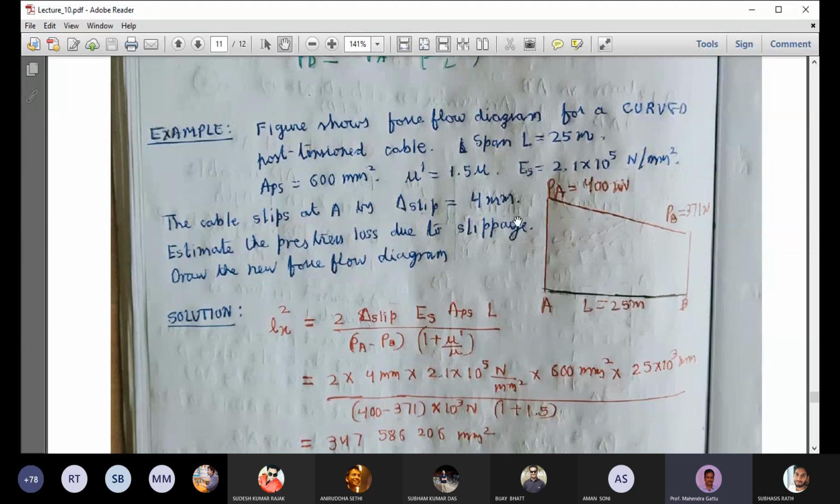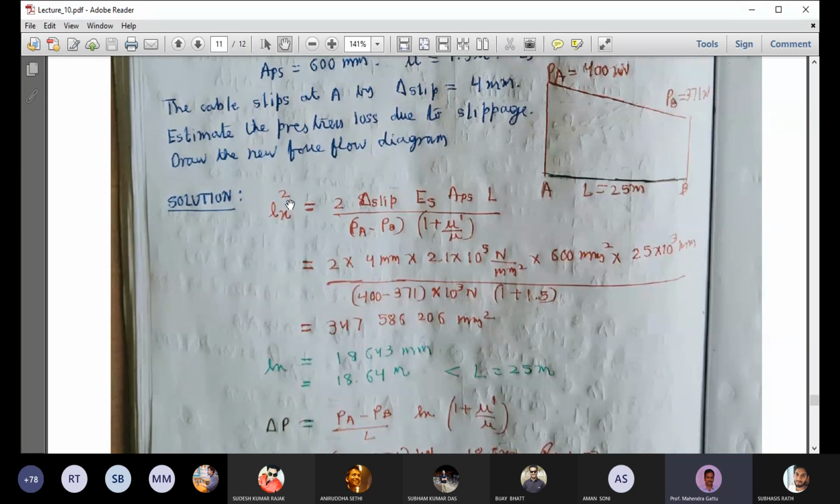We are using the previous example, and here the figure shows the force flow diagram for a curved post-tension cable. Span of the cable is 25 meters, and at the end A it is 400 kilonewton, and at B the pre-stress is 371 kilonewton. Area of the pre-stressing cable is 600 millimeter square. Backward friction coefficient is 1.5 times the forward coefficient. Young's modulus of steel is 2.1 into 10 power 5 Newton per millimeter square. The cable slips at A by 4 millimeters. Estimate the pre-stress loss due to slippage and draw the new force flow diagram.